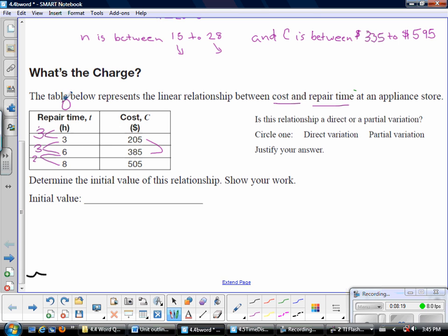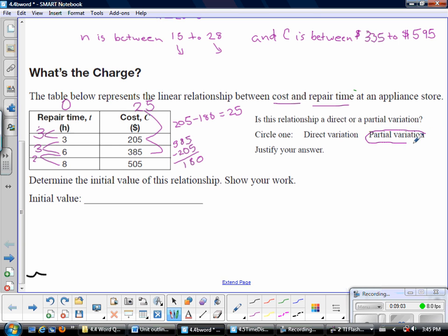the relationship for 0. So how much does 385 take away 205 equal? If I can find what that delta y is, and then subtract that number from the 205, I would be able to figure out what the value is when it's 0. So 205 take away 180 is not going to equal 0, so I know for sure it's partial. So we end up with 25. So is it direct or partial? It's partial. Justify your answer.